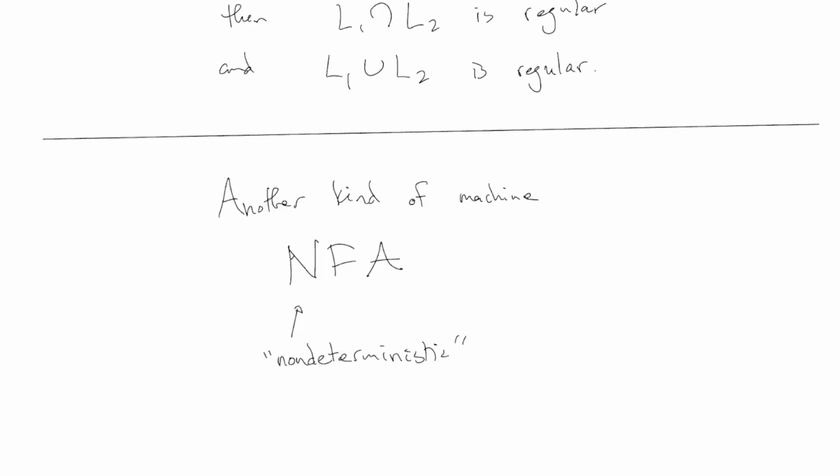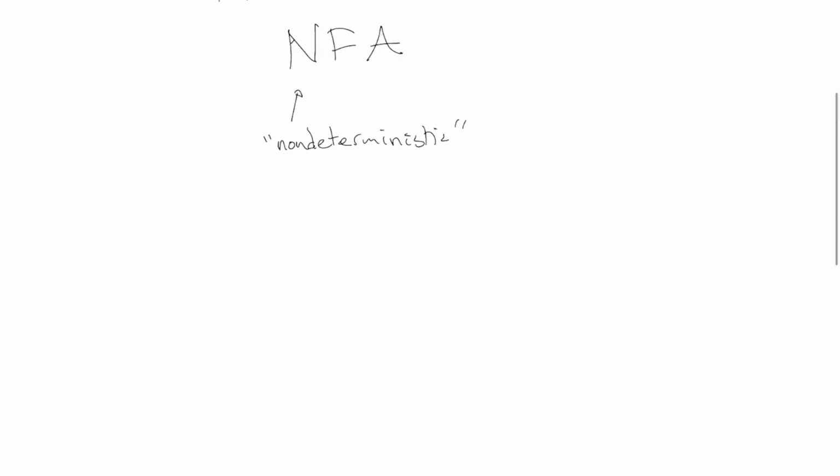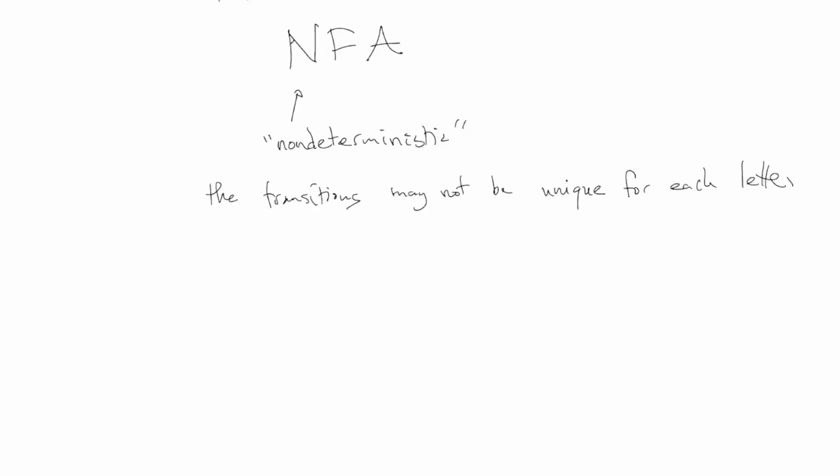The D before, the fact that they were deterministic, really is because of the rule that every state has to have only one outgoing arrow per letter. NFAs are not like that. So in a non-deterministic machine, what this means is the transitions may not be unique for each letter.